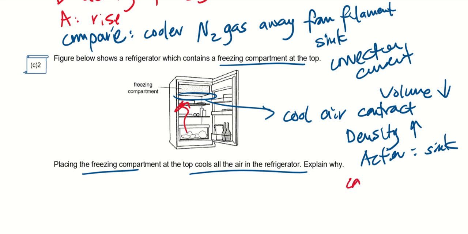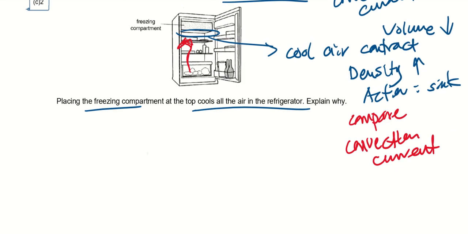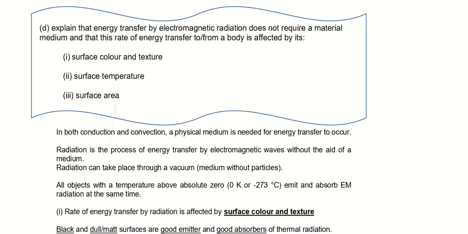So we are doing a comparison now. So we always start from the cause of it, right? We don't talk about the cold, we don't talk about the warmer air at the bottom first. We always talk about the one that started it, which is the freezing compartment cooling the air around it. So after we compare, then this will set up a convection current. So the setting up of the convection current is like the conclusion. All right, so with this you can explain this question.